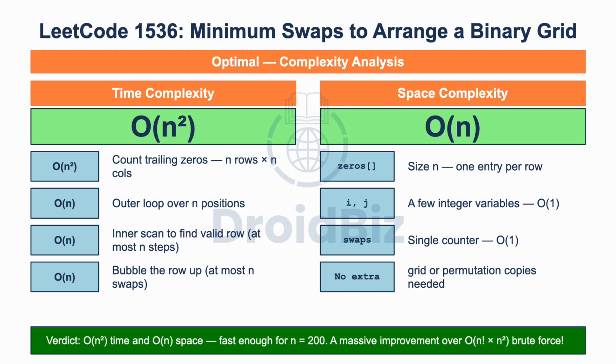The verdict is excellent. Big O of n squared time and big O of n space. For n equal to 200, that's at most 40,000 operations, completely practical. Compare this to the brute force, big O of n factorial times n squared. The greedy solution is astronomically faster. Next, let's see how the two approaches connect and what the key conceptual shift was.